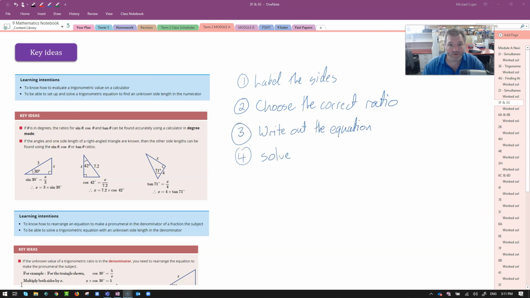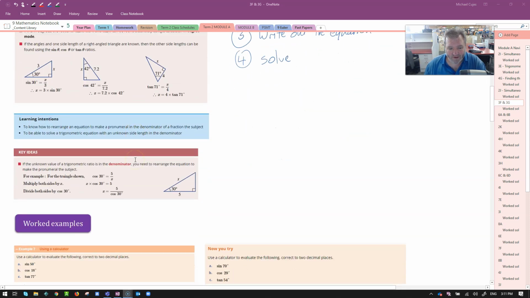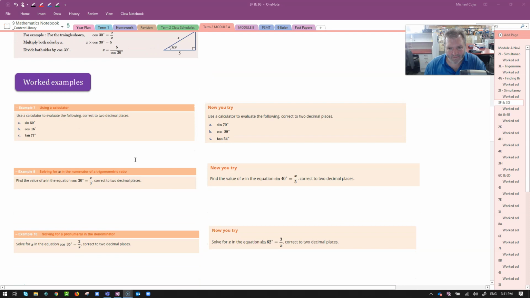The third step, of course, is to write out the equation. Once you know which ratio you're going to use, we write it out. And the fourth step is to actually solve the equation. Now, before we can do that, we need to make sure we know how to use our calculators to evaluate values for sine. So I've got a calculator here.